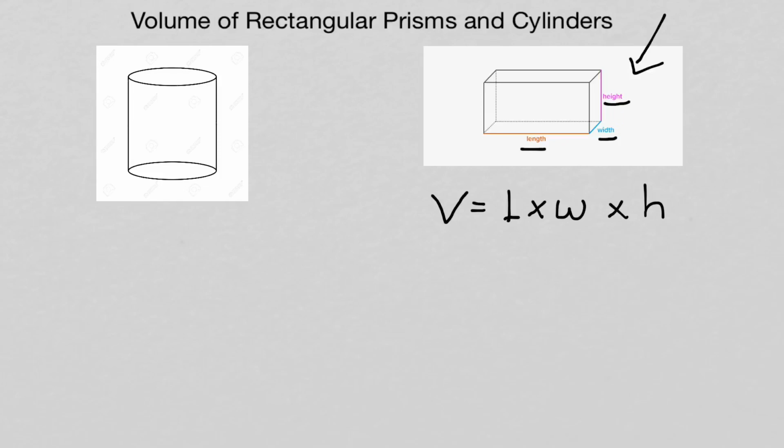The thing that might be new to some of you is the volume of a cylinder. The volume of a cylinder is pi r squared, so it's a circle, times the height. All right? So if we're going to put the radius here, here's the radius. There's r. So pi r squared times the height.